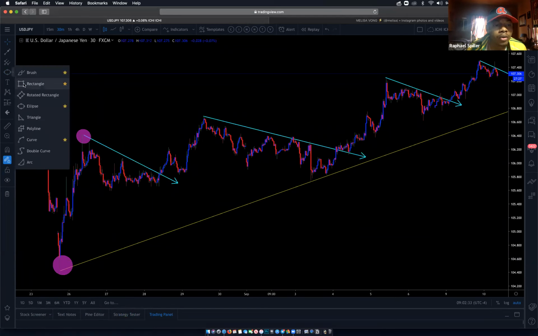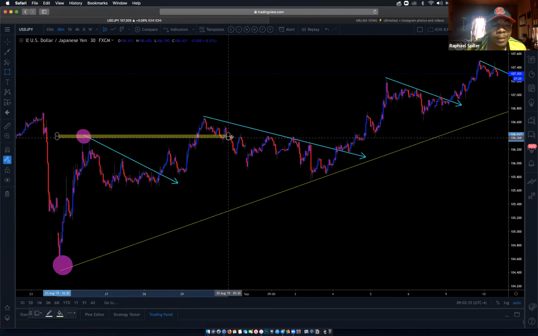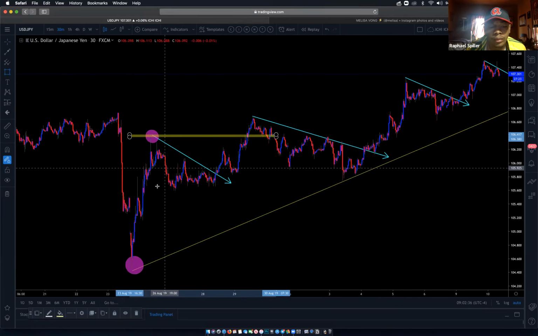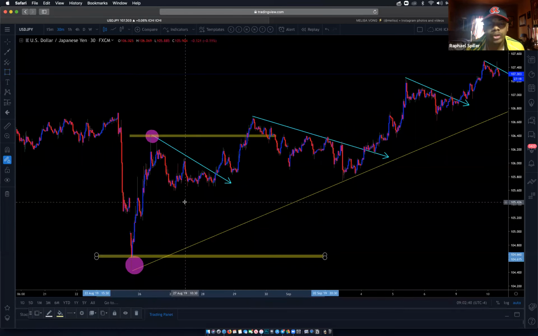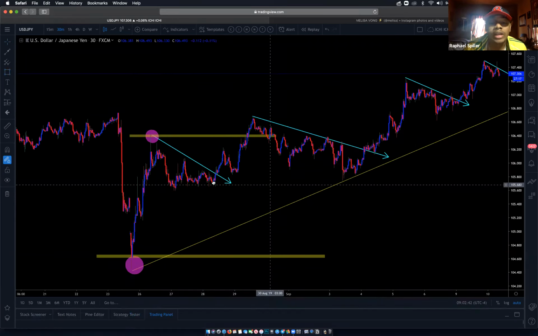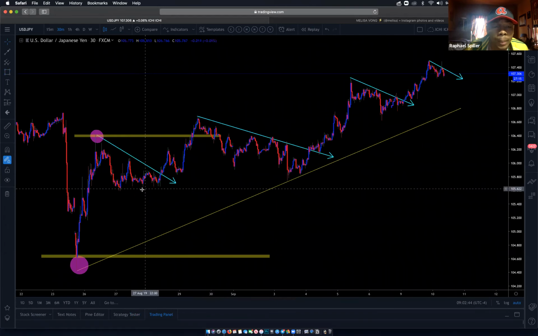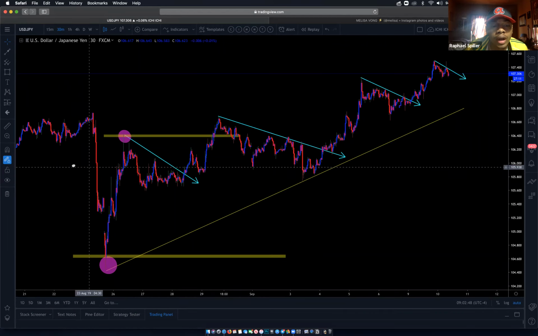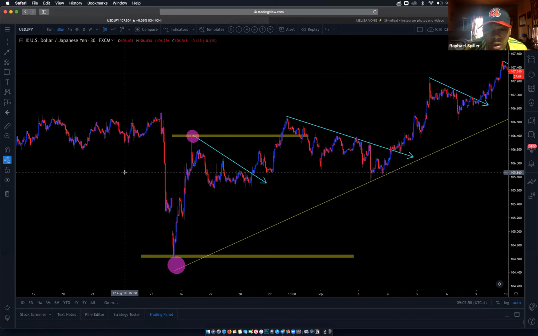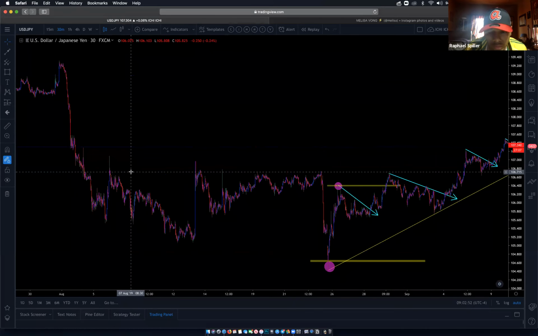Okay, well, if it breaks this high, I'm entering. And if it breaks this low, we'll see. The reason I say we'll see is because we're on an uptrend. If it breaks a low, then I'm going to see what's going on. Okay, am I in a downtrend?